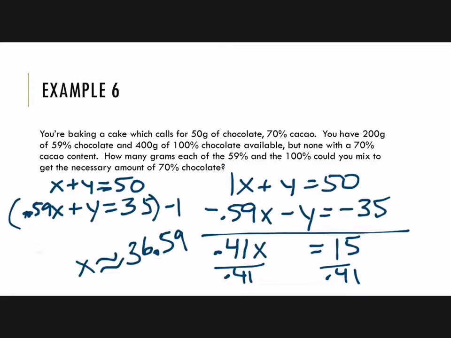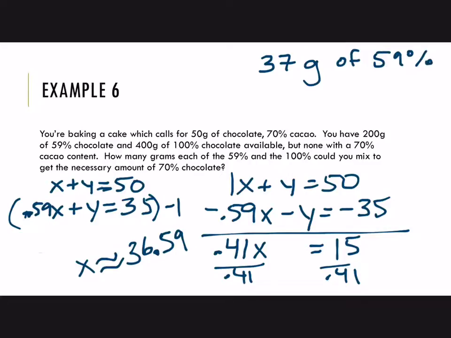Okay, so x was the grams of the 59% chocolate. So I probably would just round that. My scale goes to the nearest, I think it's the nearest gram. So if it were me, I would probably just round that to 37 grams of the 59%.